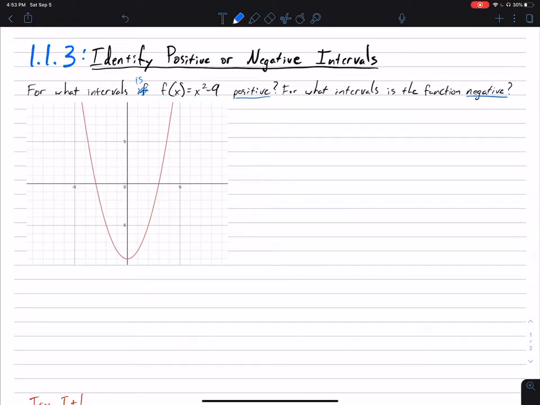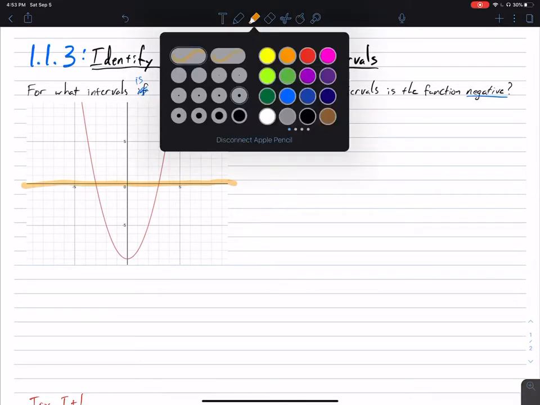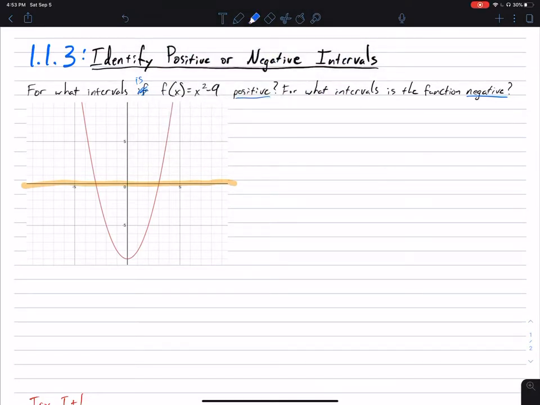When you're looking at positive and negative, you're really focusing on above and below the x-axis. So I have my x-axis here, and I want to look at the intervals of the graph above and below. And I've already graphed the function f of x equals x squared minus 9. I have that image here. So what I'm going to notice is that from here, I'm above the x-axis, and here, I'm above the x-axis. And we want to note that these go on forever in each direction.